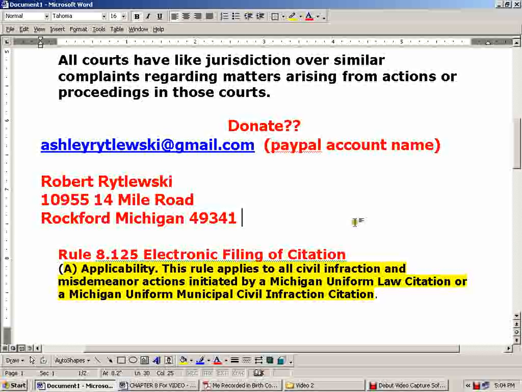Another interesting rule from the administrative rules of the courts: electronic filing of a citation. This rule applies to all civil infractions and misdemeanor actions initiated by Michigan Uniform Law Citation or Michigan Uniform Municipal Civil Infraction Citation, which I did a video on. This is basically a traffic ticket. That's all done online, and when they get done with it, there's a place where they're supposed to put their name.